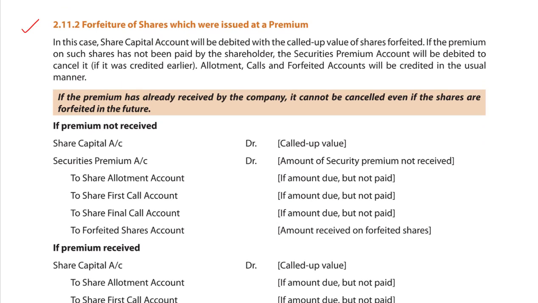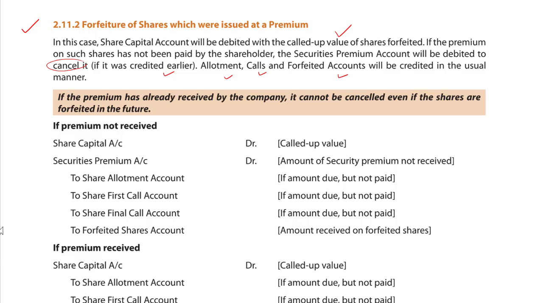Forfeiture of shares which were issued at a premium. In this case, share capital account will be debited with the called up value of shares forfeited. If the premium on such shares has not been paid by the shareholder, the securities premium account will be debited to cancel it, if it was credited earlier. Allotment, calls, and forfeited accounts will be credited in the usual manner.